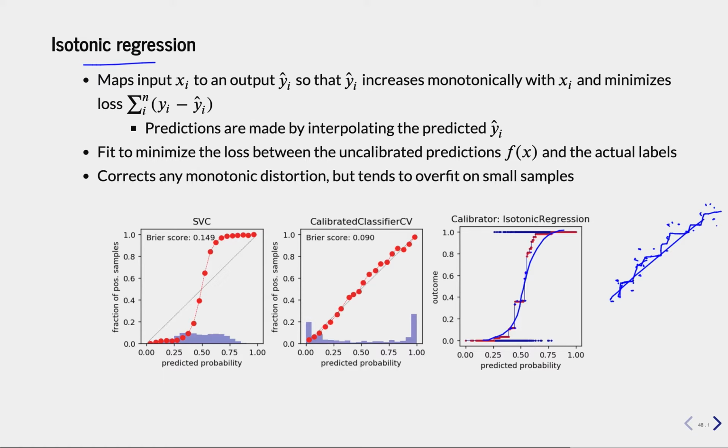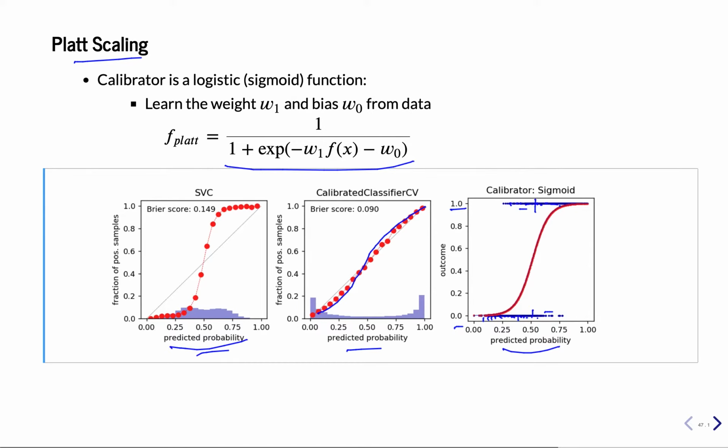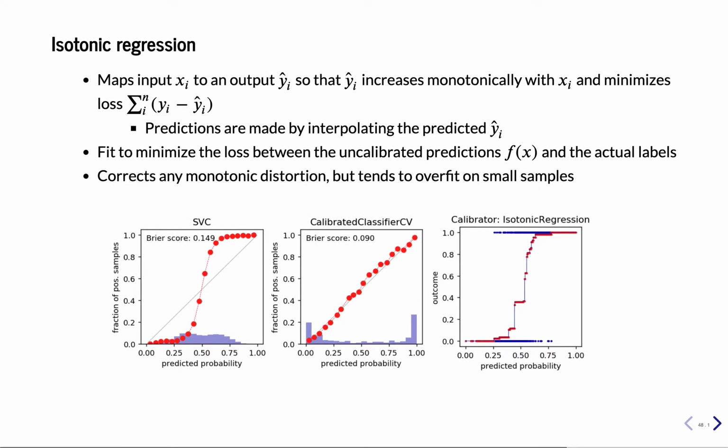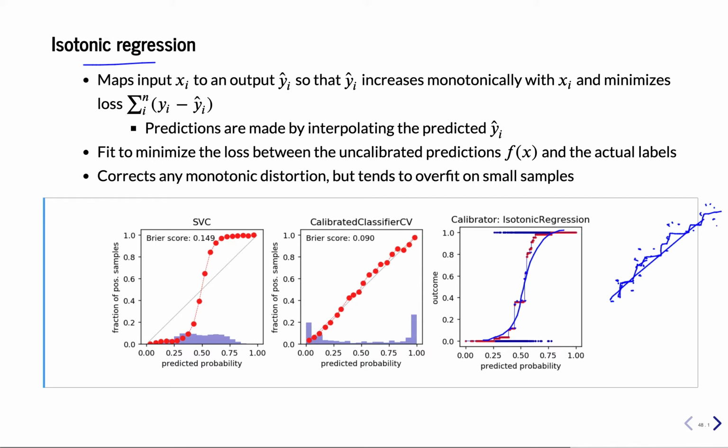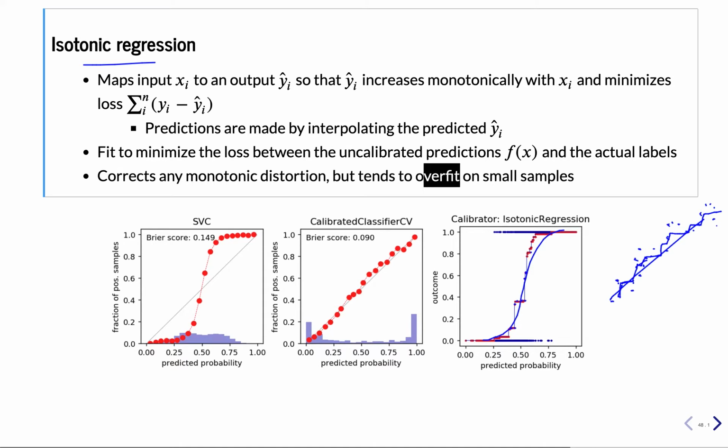So while the sigmoid can only really work for cases where this curve looks like an S curve as well, isotonic regression fits towards any possible shape of probabilities that may occur. So it's a lot more generally useful than Platt scaling, but it's also more flexible, so it tends to overfit, especially on smaller samples.